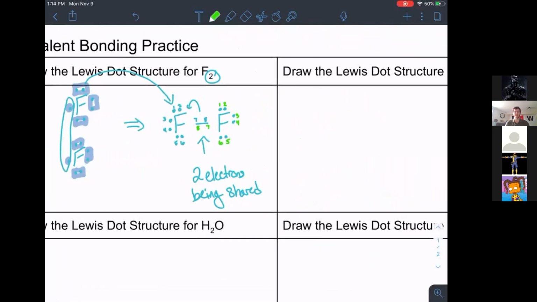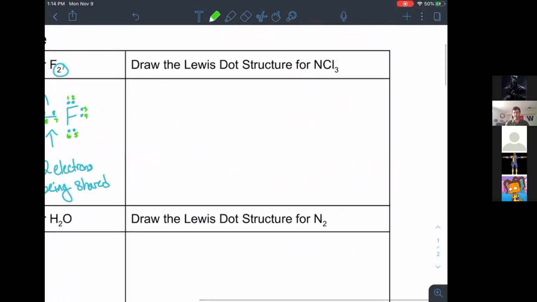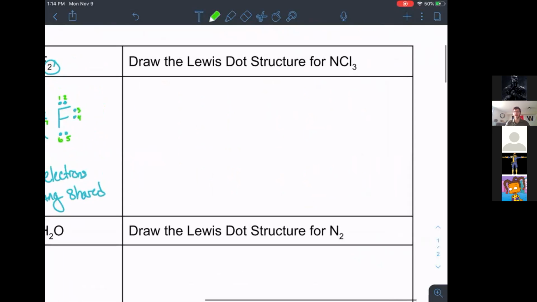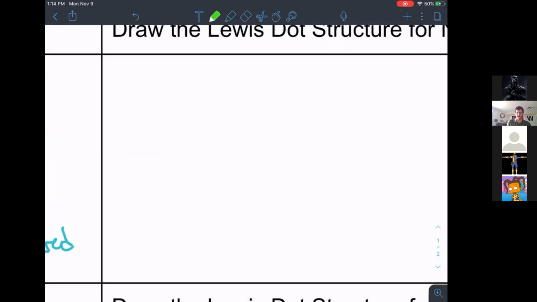All right, let's try one more as a class before I let you work on your own. So we have nitrogen and chlorine. How do I draw the Lewis dot structure for nitrogen? How many valence electrons does it have? 6. Careful, not quite 6. 5. There we go. So we're going to put our 1, 2, 3, 4, 5 on nitrogen.